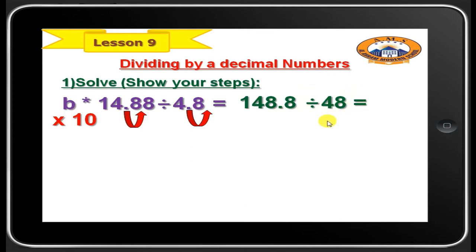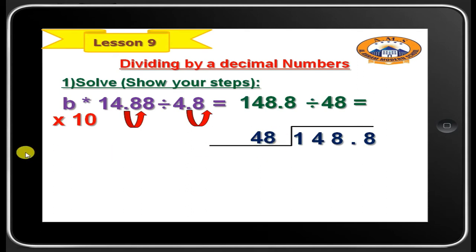Now the divisor has no decimal point. This is the time for you to make your long division operation. Now draw your stage and put 148 divided by 48. The first step here is to build your up and down table. My dear student, let's build it together. We're going to draw our lines and make the up and down table.